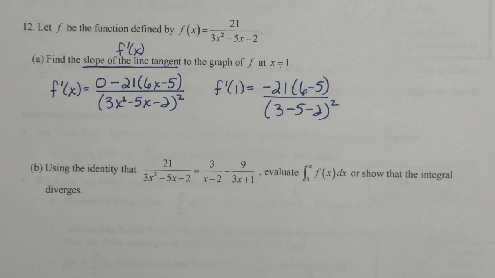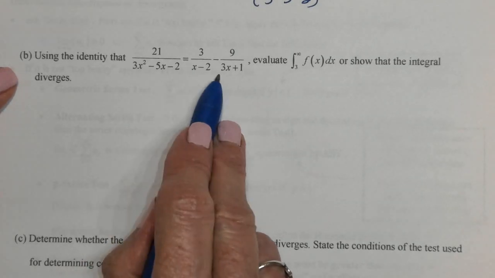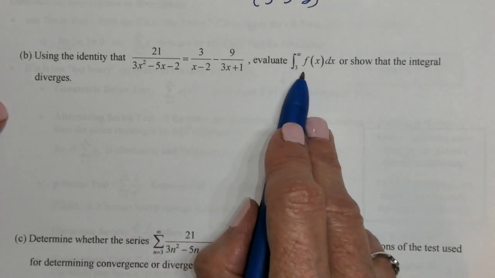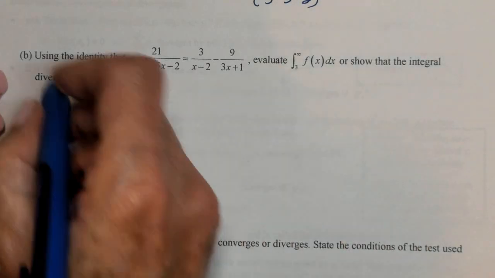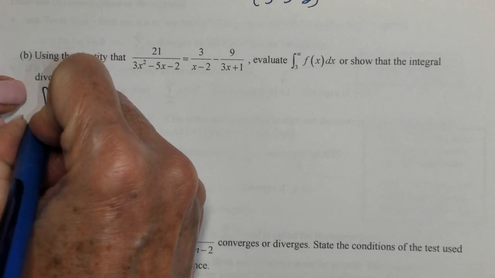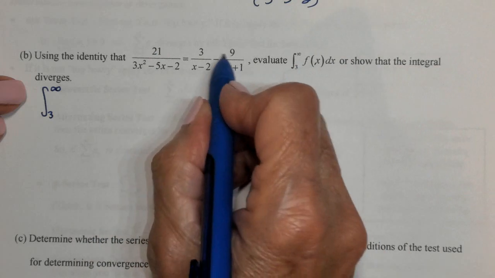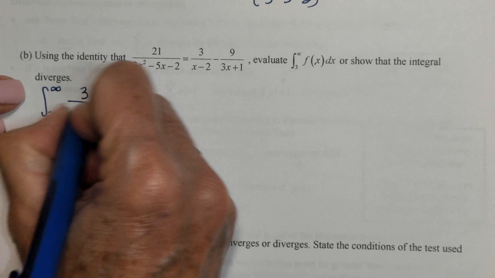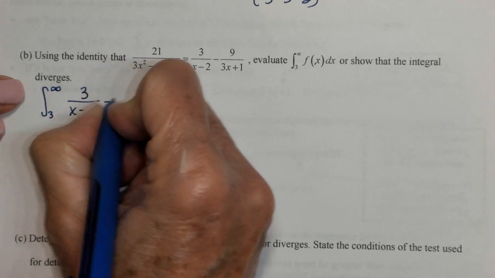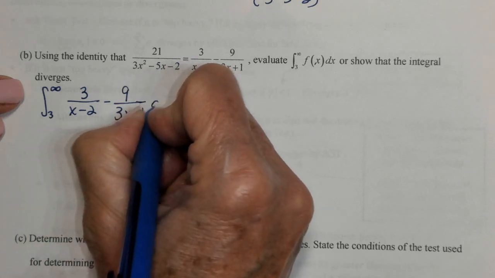Easy peasy. Okay. Part B. Using this identity, evaluate this integral or show that it diverges. Okay. This is f of x. They tell me to use this, so I'm going to. What they did there is they did the partial fraction decomposition for me, so I don't have to.